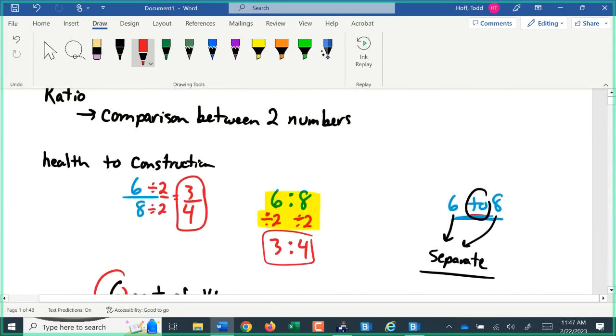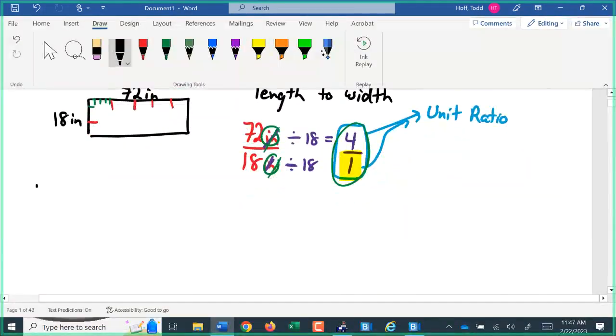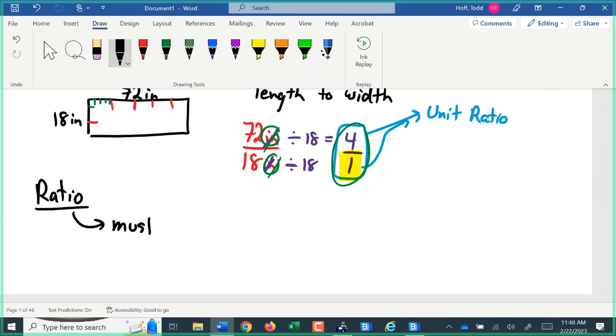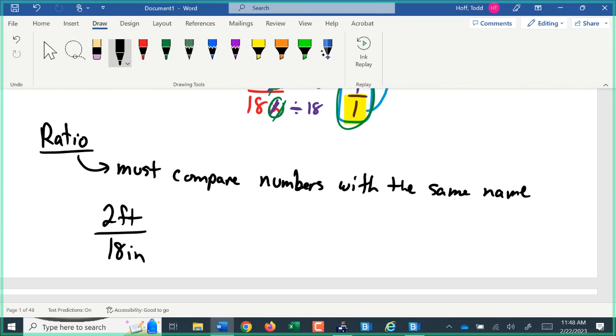So down there we were comparing inches to inches. Up here we were comparing students to students. That is a requirement of a ratio. A ratio must compare numbers with the same label or the same name. So what if we have something like 2 feet over 18 inches? That's feet and inches. They do not have the same name. So right now, that is actually not a ratio.